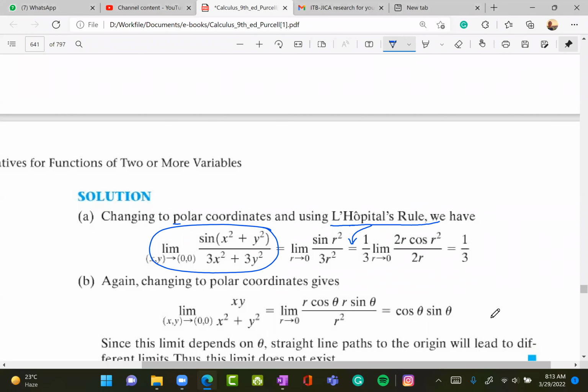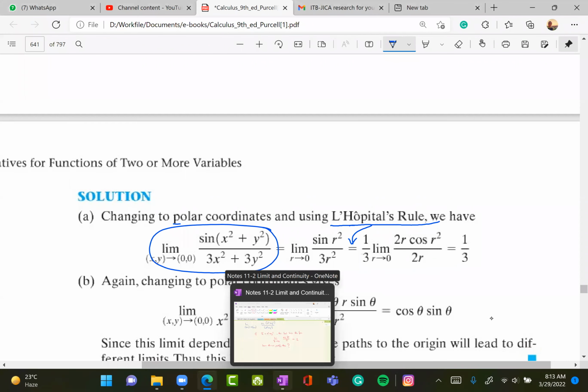All right, so we are in the middle of discussing how to compute limits on two or more variables.